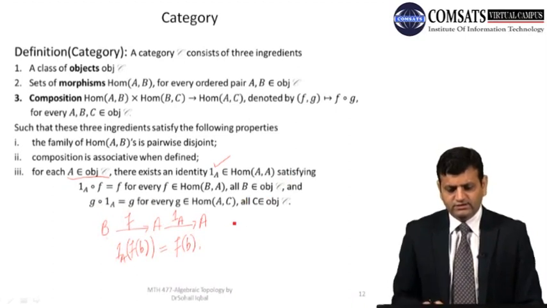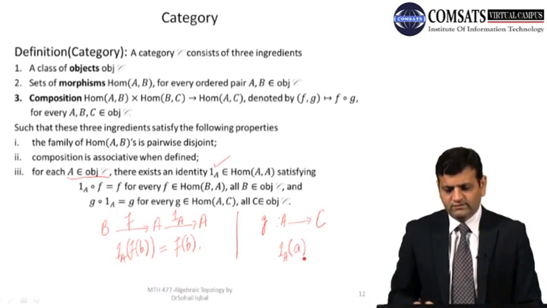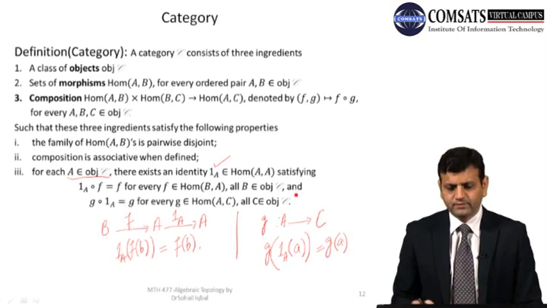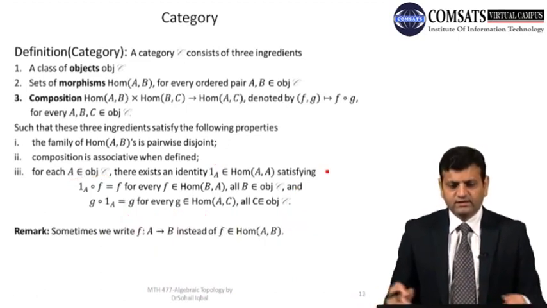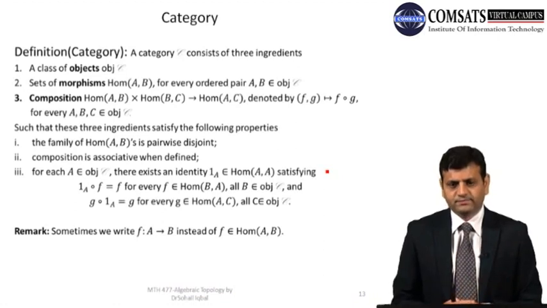Similarly, the next condition is, if I have a map g from A to C, and I first apply the identity on some element of A and then apply g on that element, then this is the same as applying g on the element of A. So that's our third condition. If these conditions are satisfied, then we say that it is a category.